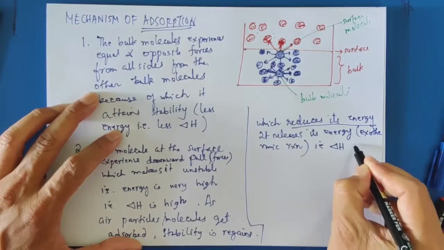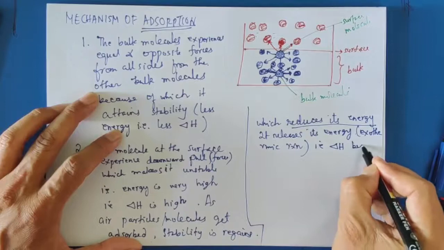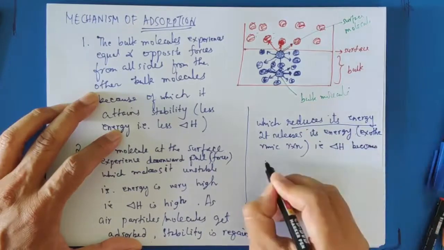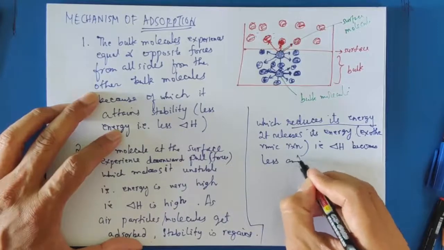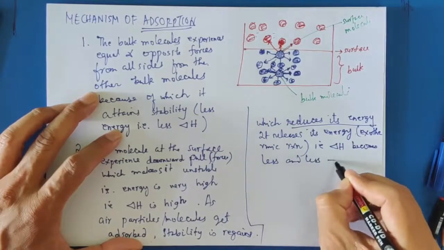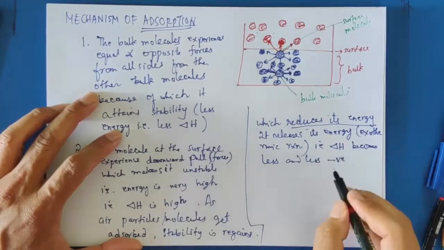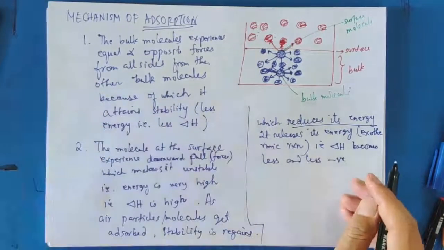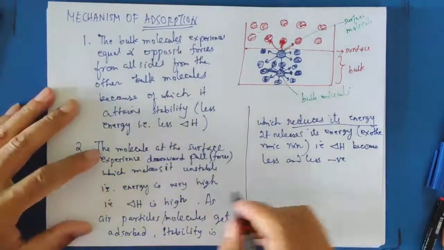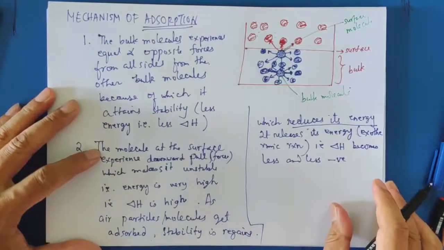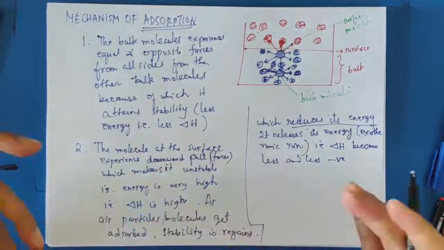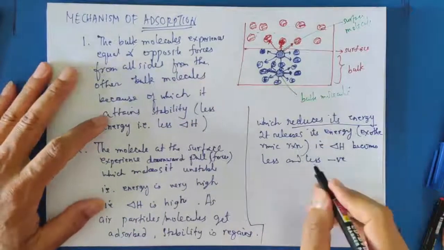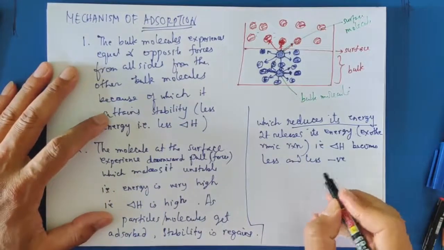Delta H becomes less and less, in terms of sign, negative. Delta H becomes less and less negative as energy is released.